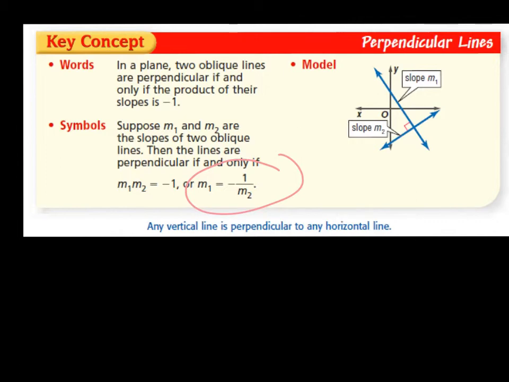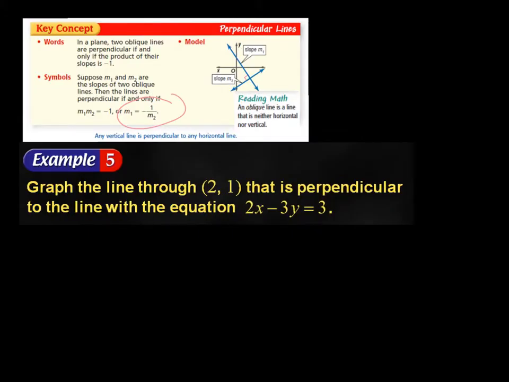And of course, any vertical line is perpendicular to any horizontal line. And in case you didn't remember what an oblique line is, it's just a line that's neither horizontal nor vertical. I want us to graph a line through the point (2, 1) that's perpendicular to the line with the equation of 2x minus 3y equals 3.